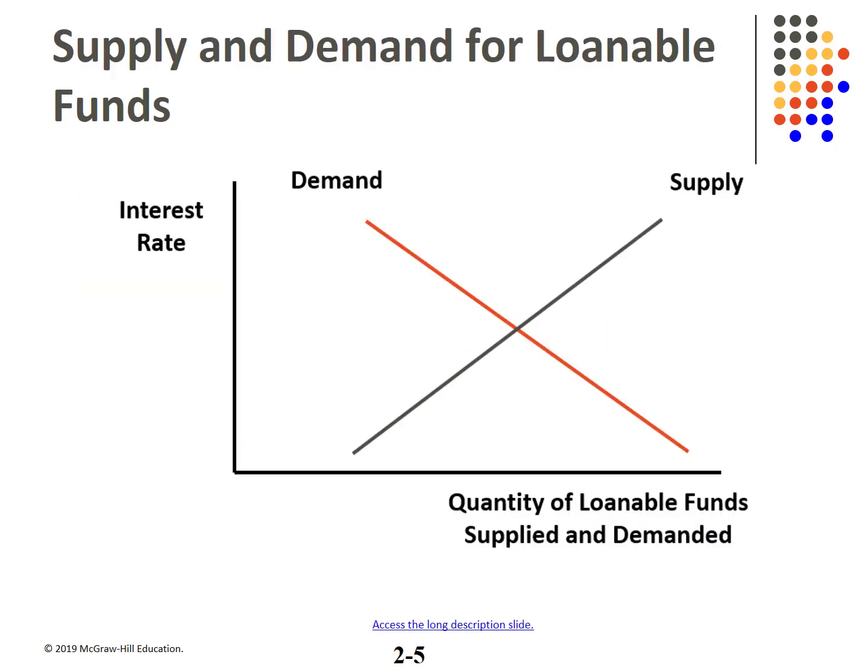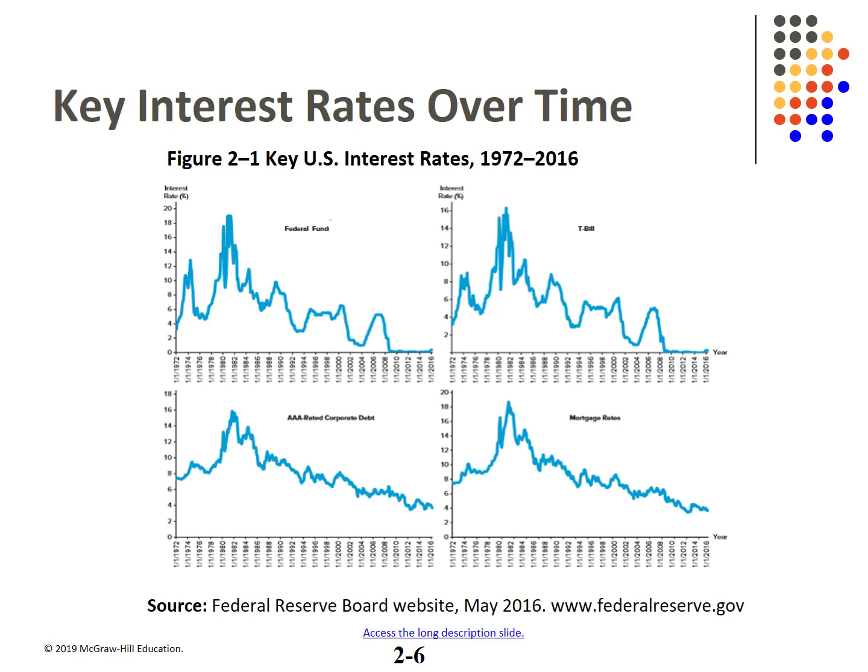Here's your basic supply and demand graph. As supply, the dark gray-green line, goes up, the rate goes down, and vice versa. The equilibrium interest rate is at the crossing point. These four charts, Fed funds, T-bill, AAA-rated corporate bonds, and mortgage rates, demonstrate how interest rates move together in the economy. Slight differences, but basically the same pattern in all four graphs.